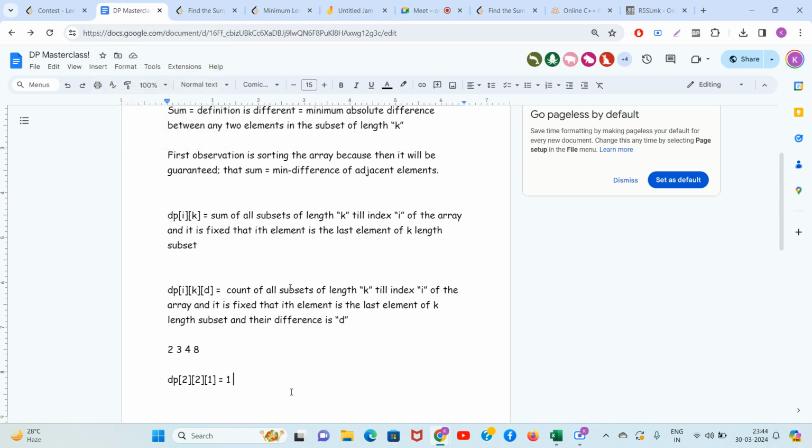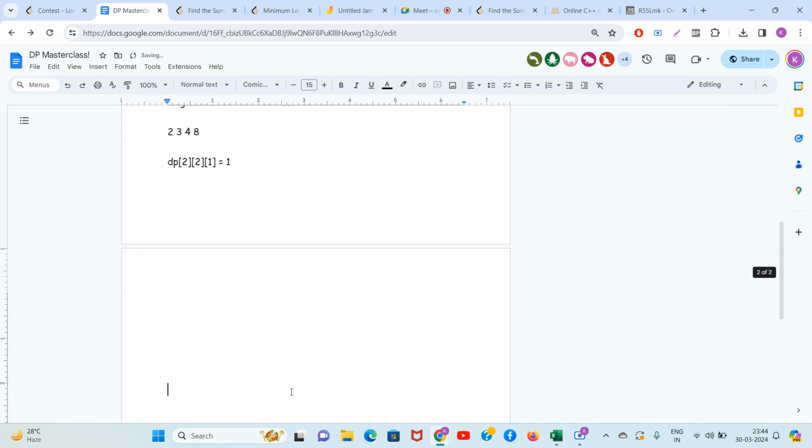So I am giving you 1 minute. Think about how you will write the formula and all. See, it's pretty simple. You want to find dp[i][j], right? You want to know how many sequences there are till index i, such that the current element is the kth element and the difference is d. You want to know the ones having difference as d. So in that case it's not that difficult.